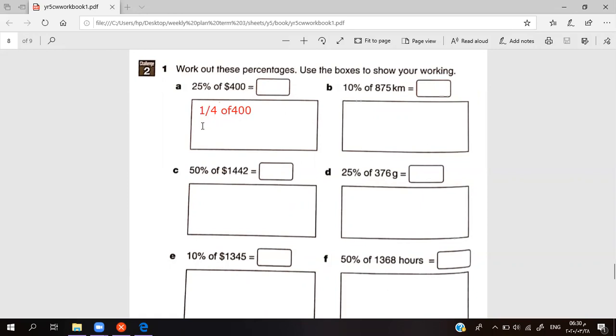Okay, so 400 divided by 4. I just tried D because I don't have a divided 4. 100 divided by 4 is going to give me 100. So 25% of 400 is 100.